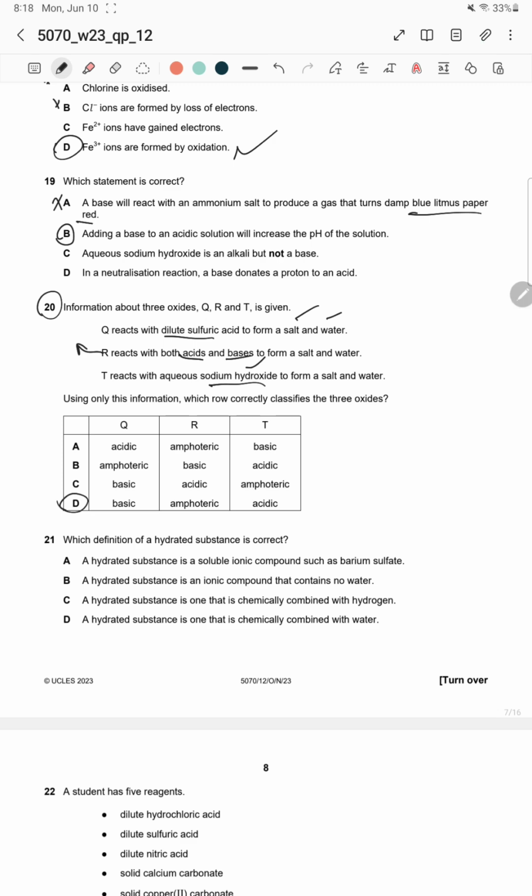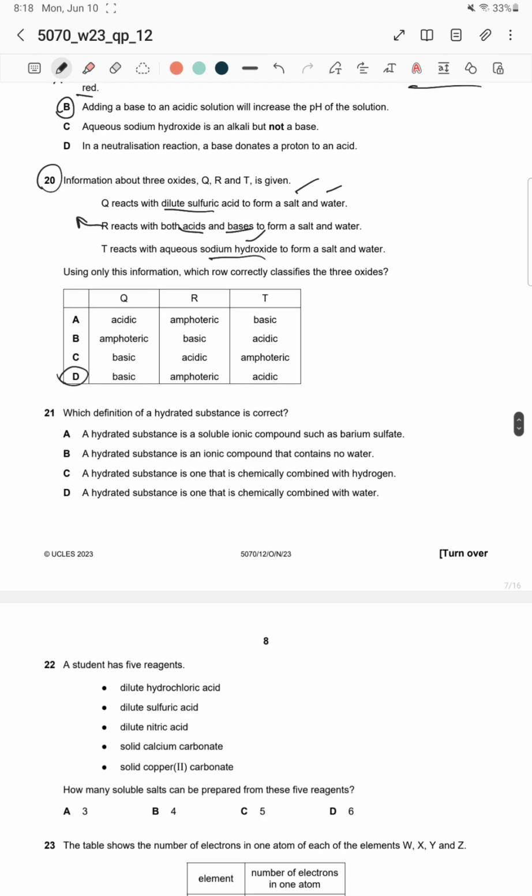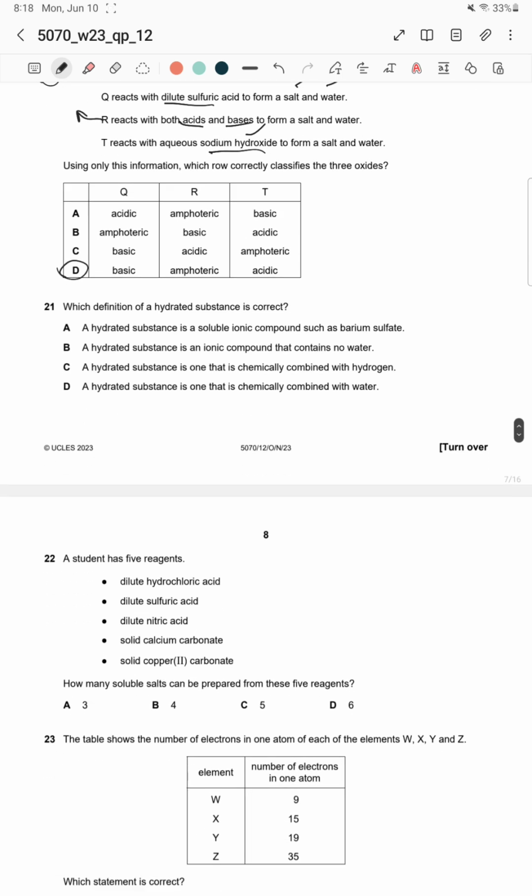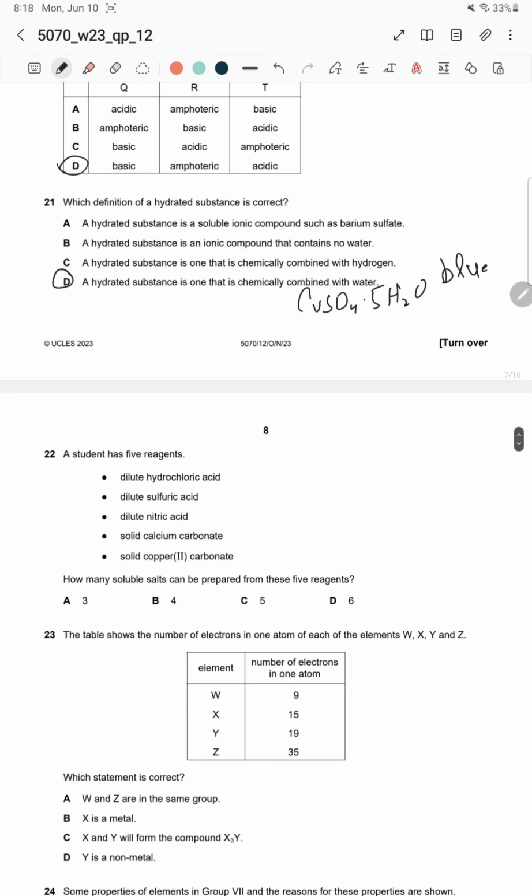Question number 21. Which definition of a hydrated substance is correct? A hydrated substance has water chemically combined with it. So this is the definition. So see option D. A hydrated substance is the one that is chemically combined with water. For example, copper sulfate dot 5H2O. So this dot represents water of crystallization. This is hydrated copper sulfate. Its color is blue. You have studied this in case of identification of ions.